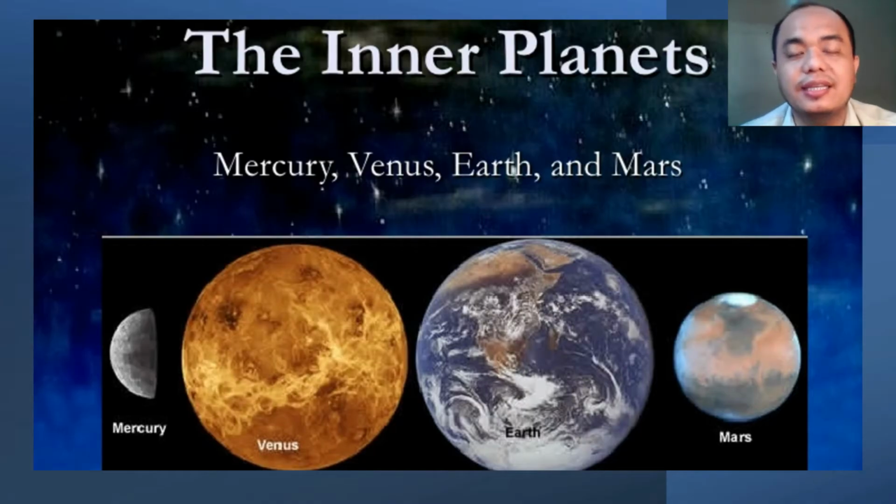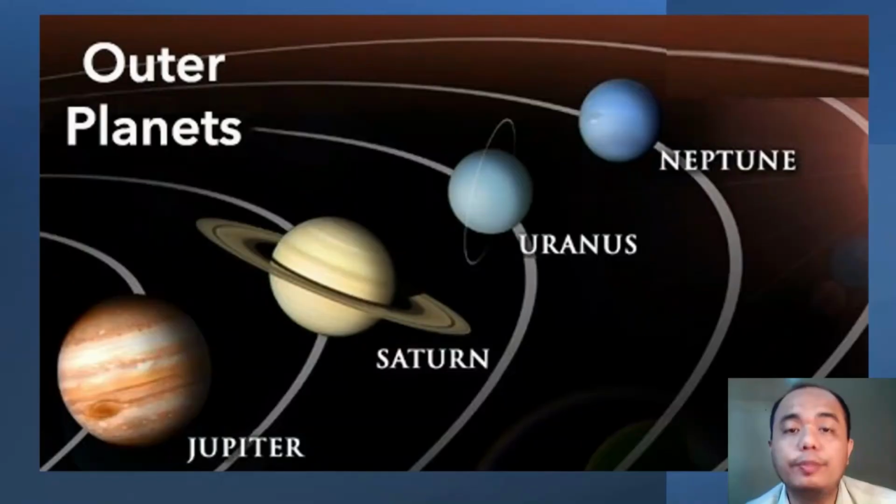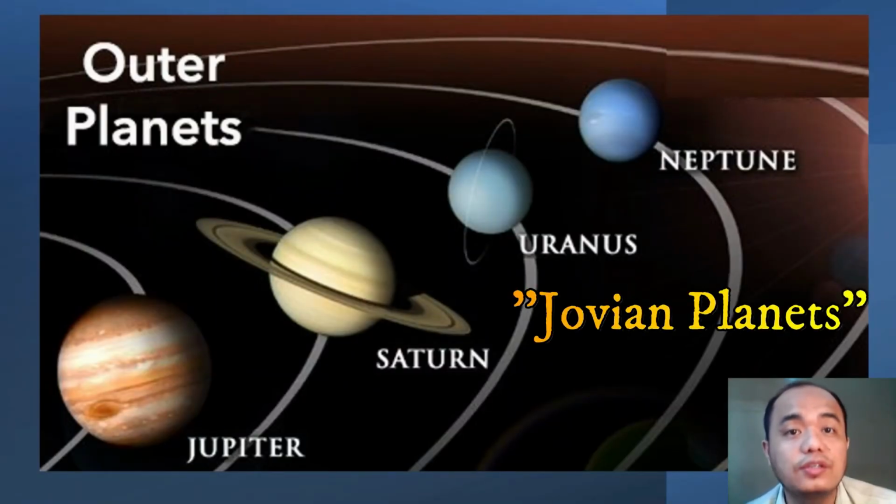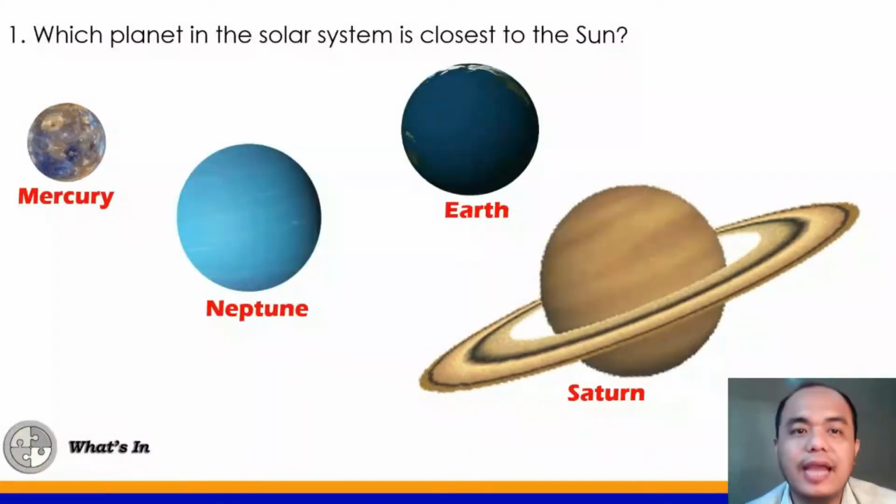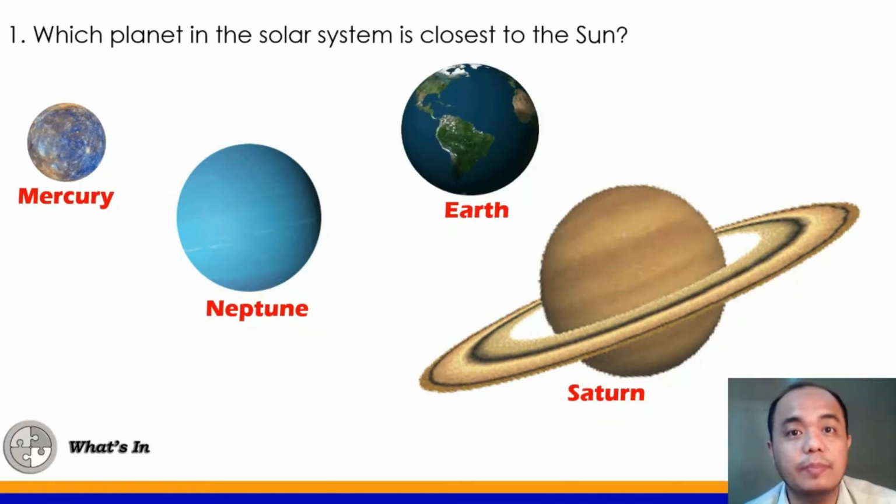Yan yung characteristics ng inner planets. The 4 outer planets are also called Jovian planets. They are called Jovian planets because they have relatively small but dense cores surrounded by very massive layers of gases. Now, let us answer the questions in the what's in part of your module.